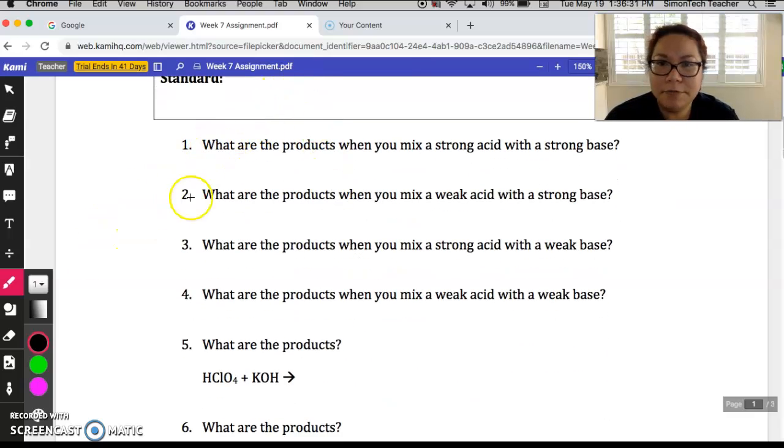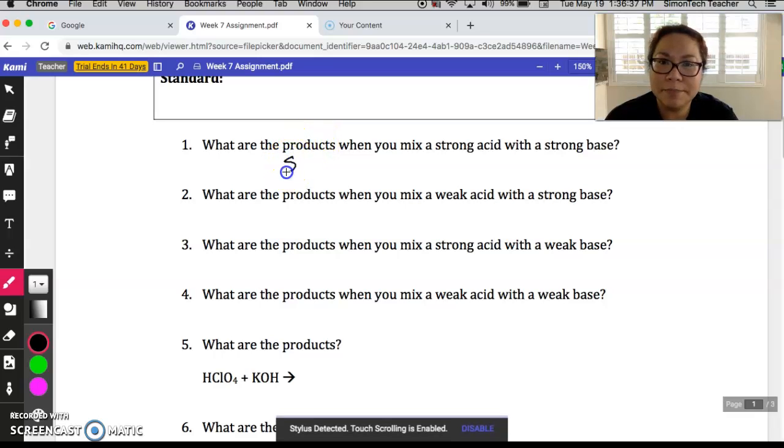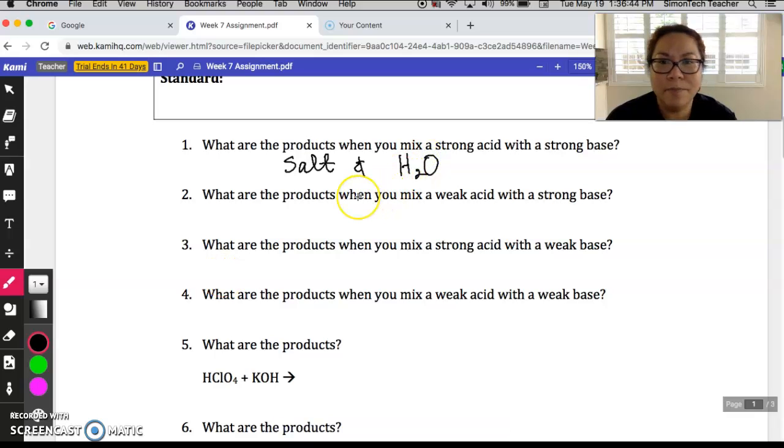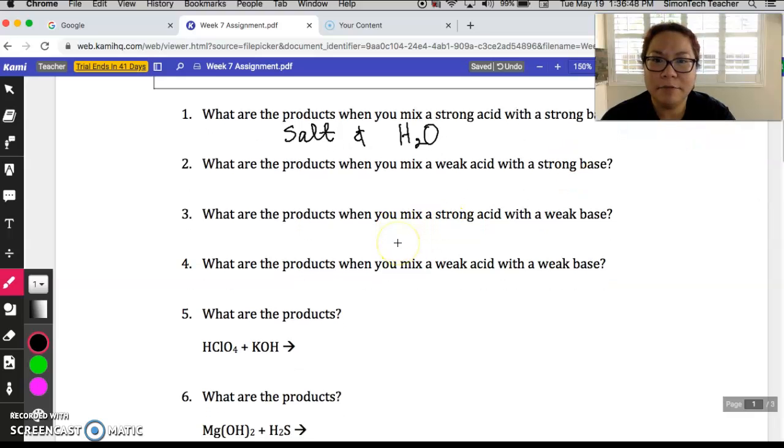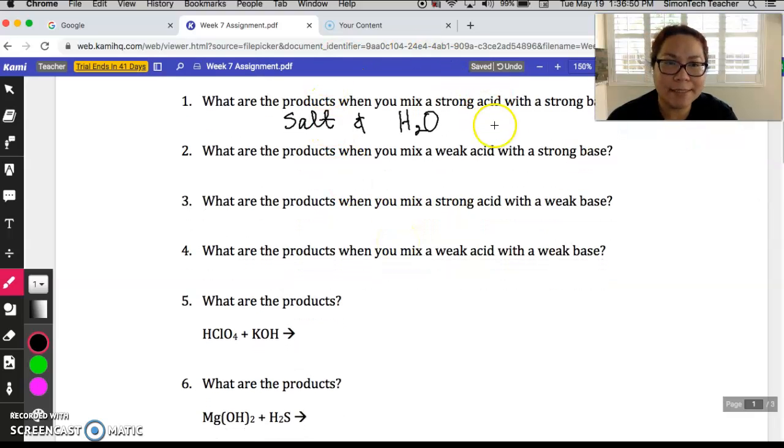What are the products when you mix a strong acid with a strong base? The products are simply a salt and water. And what are the products when you mix a weak acid with a strong base? Now the key part here: strong base.